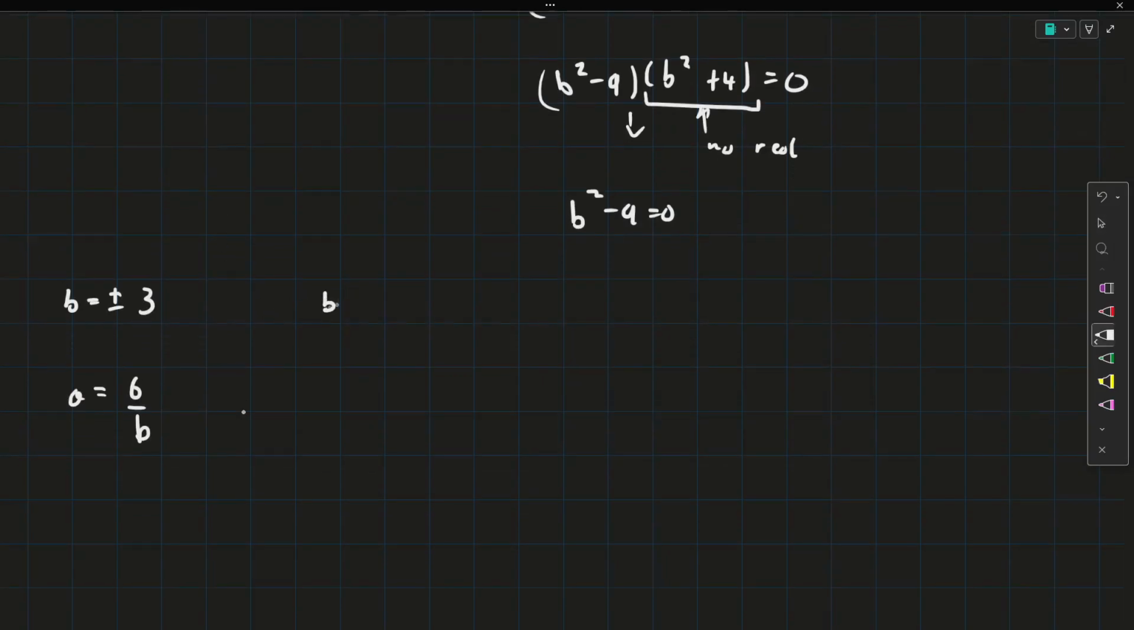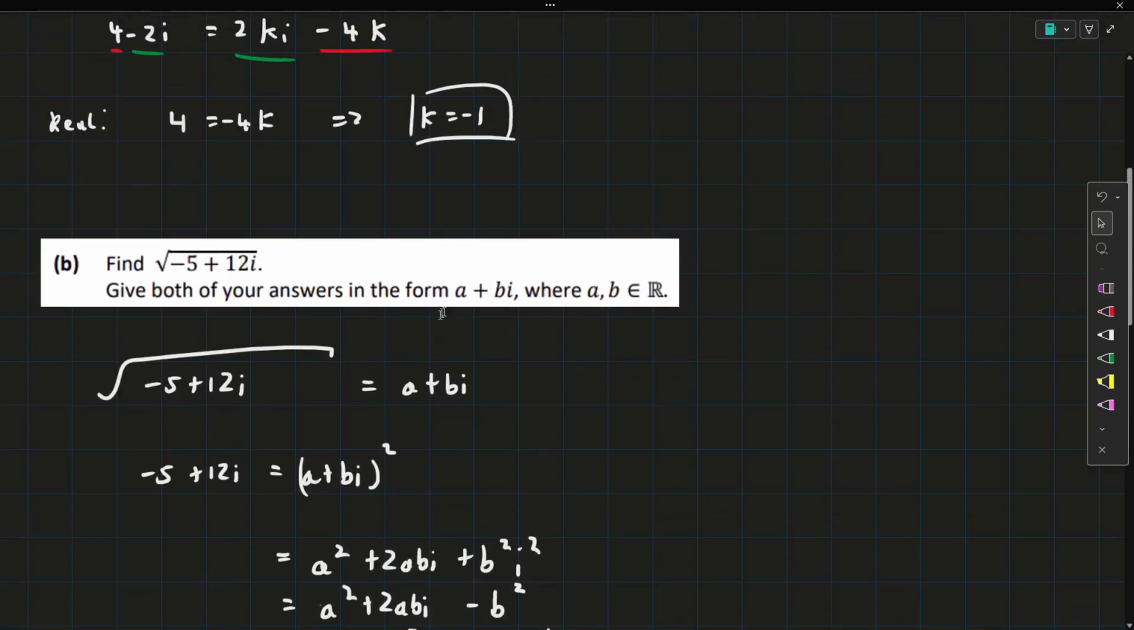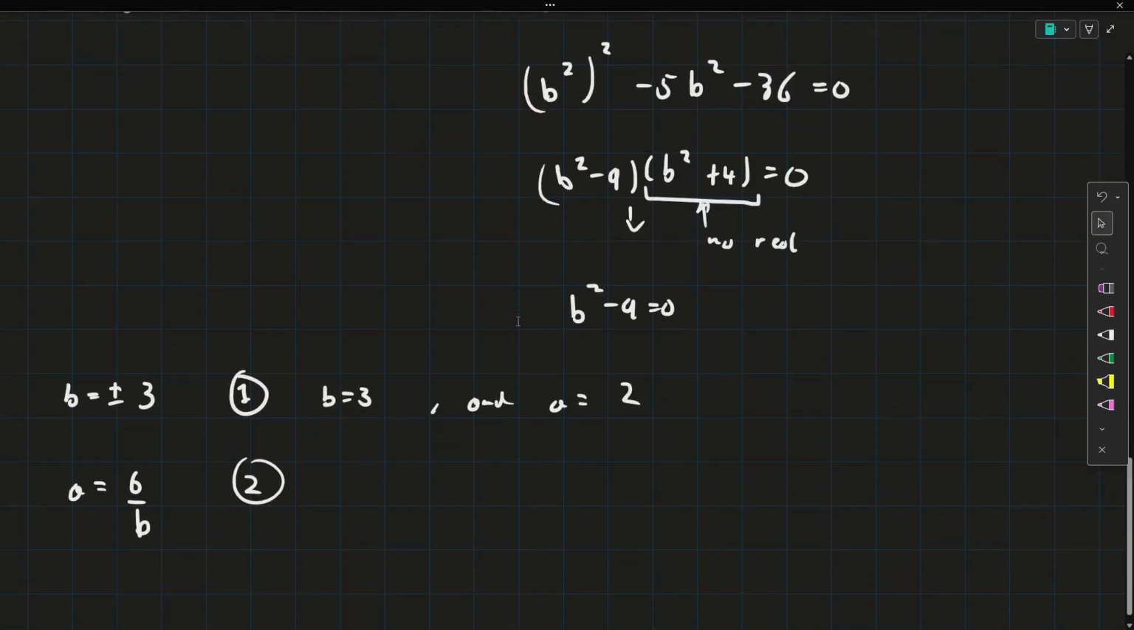So if b is equal to 3, so this is one option, b is equal to 3, and a will be equal to 6 over 3, which is 2. Then the complex number we get for that, we have to give our answers in the form a plus bi, so this will be 2 plus 3i. And then for the second answer, b equals minus 3, then a would be 6 divided by minus 3, which is minus 2, so we'd have minus 2 minus 3i.